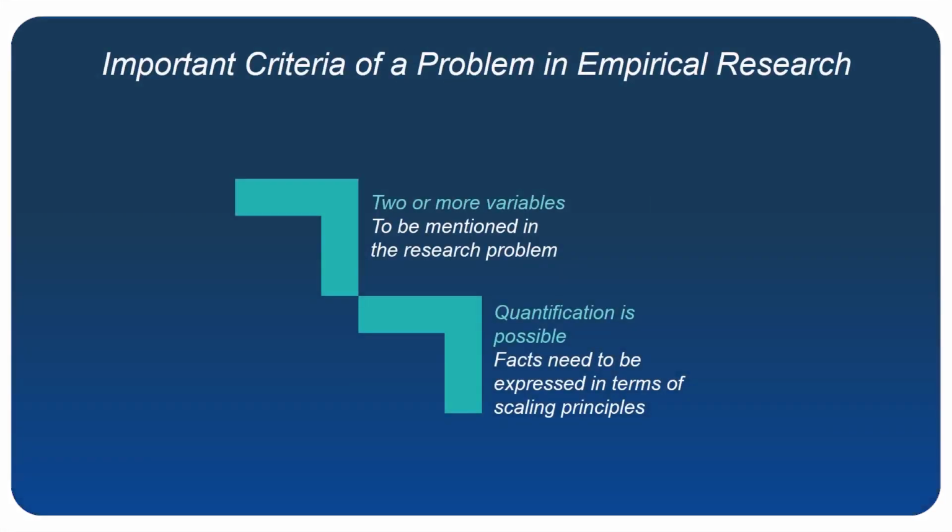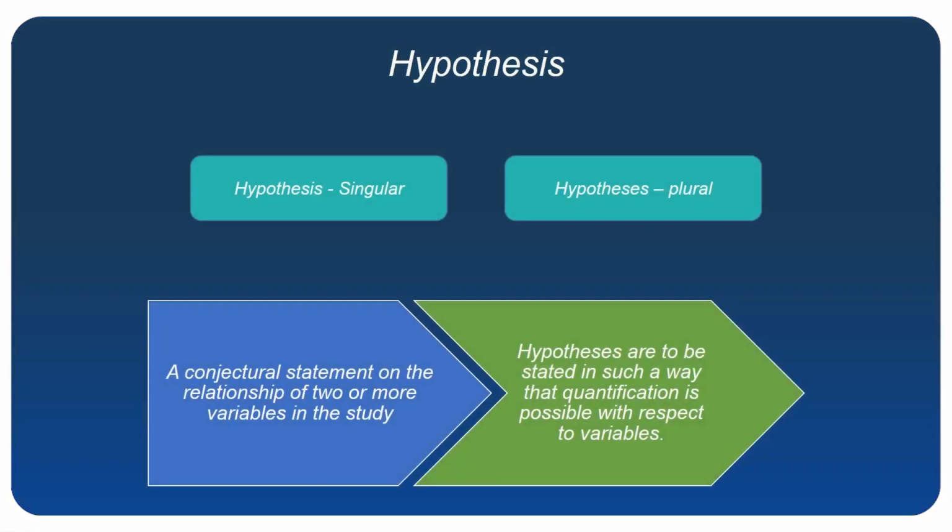Well, there are two important criteria of a problem in empirical research. The first criterion is that there must be a minimum of two variables, maximum can be any number. Therefore, in any given research problem, two or more variables should be there. The second criterion is that you should state it in such a way that quantification becomes possible, because it is an empirical research process. Well, from there we move on to the hypothesis.